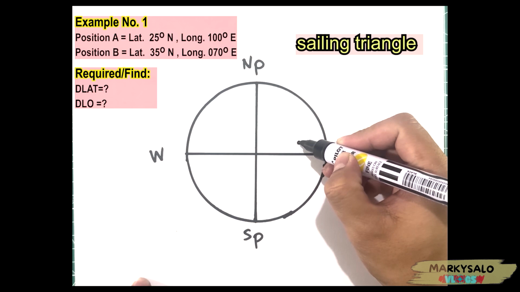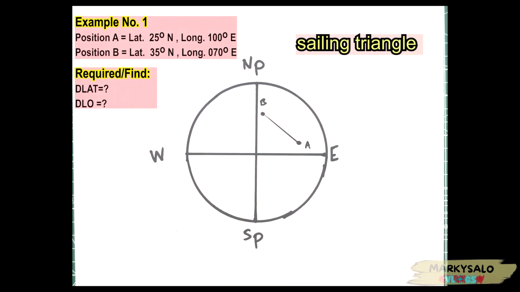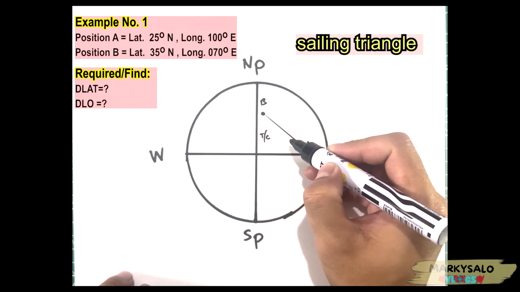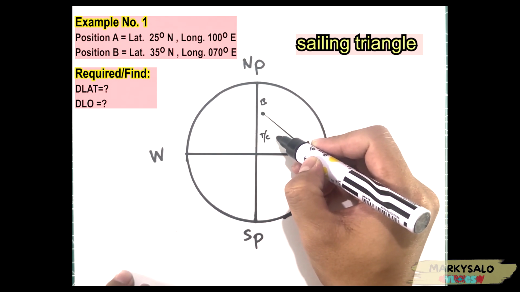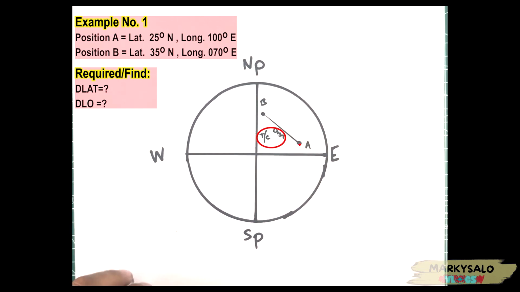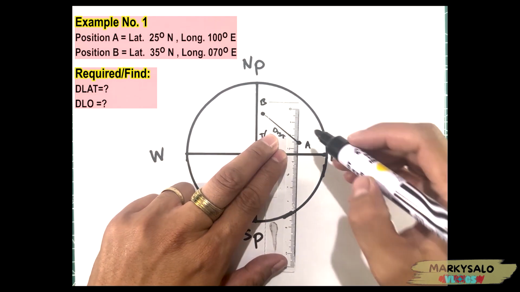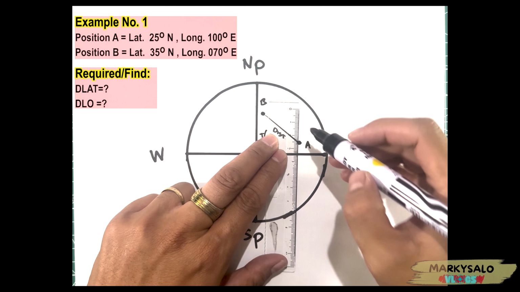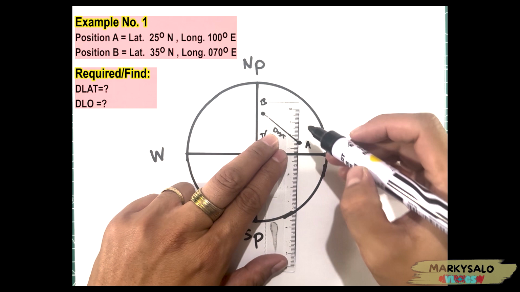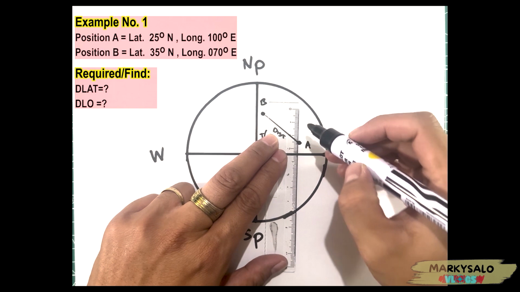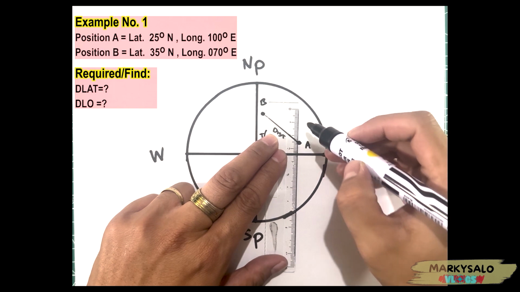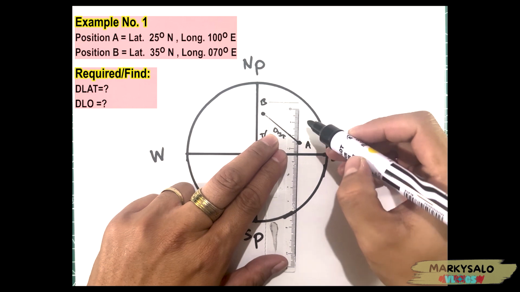Using the sailing triangle concept in navigation, if there are two points on Earth, we just need to connect them to get the true course and distance. But this concept is advanced. I will make another video about sailing triangles, but it's still relevant also in celestial navigation. So we will touch only the basics.